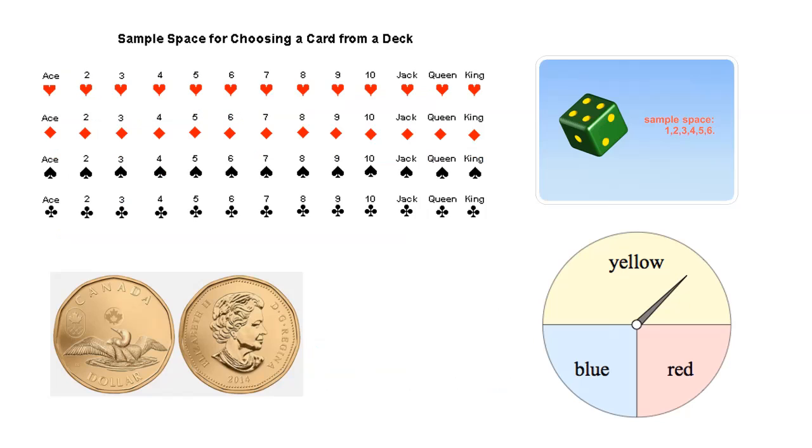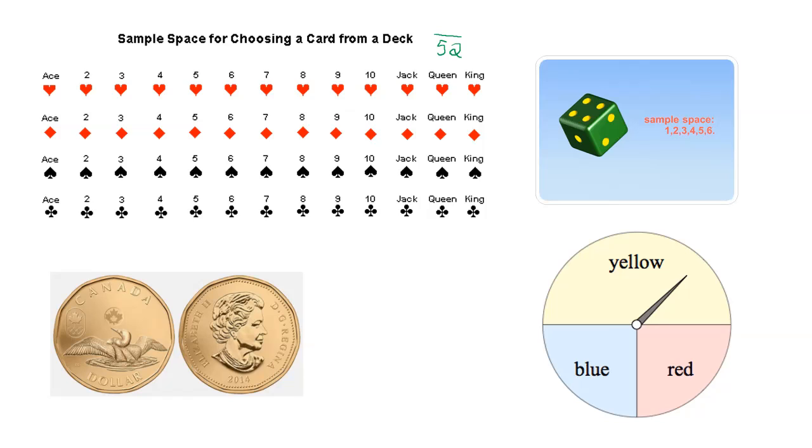So let's move on. Here we have a sample space for choosing a card from a deck. And you can see we have all the suits of cards, hearts, diamonds, spades, and clubs, and all of the cards listed from an ace to a king. So in all decks of cards, there are 52 cards.